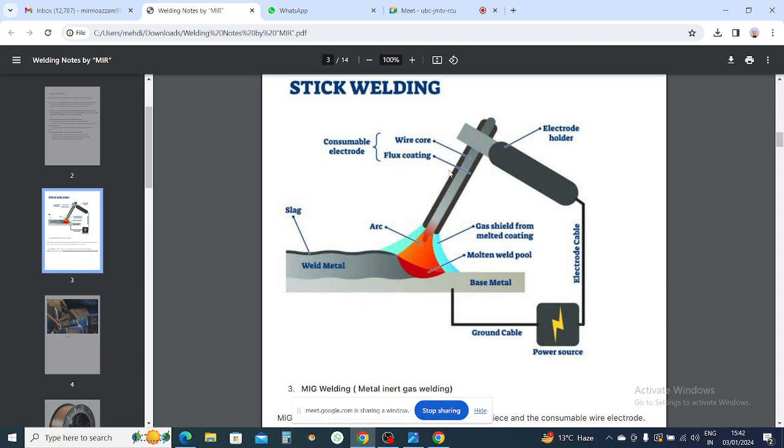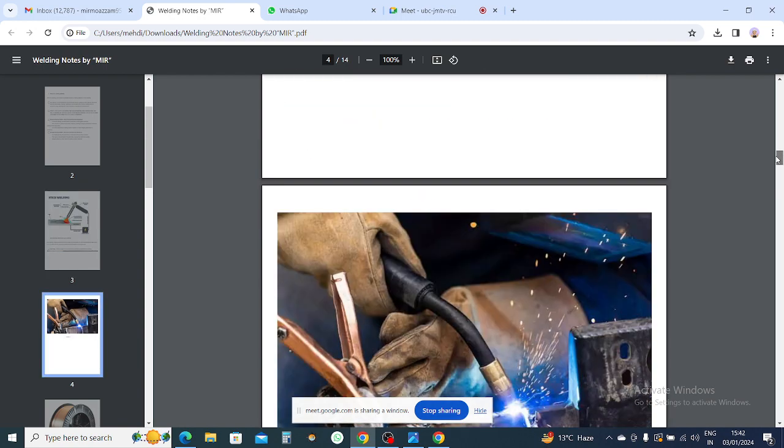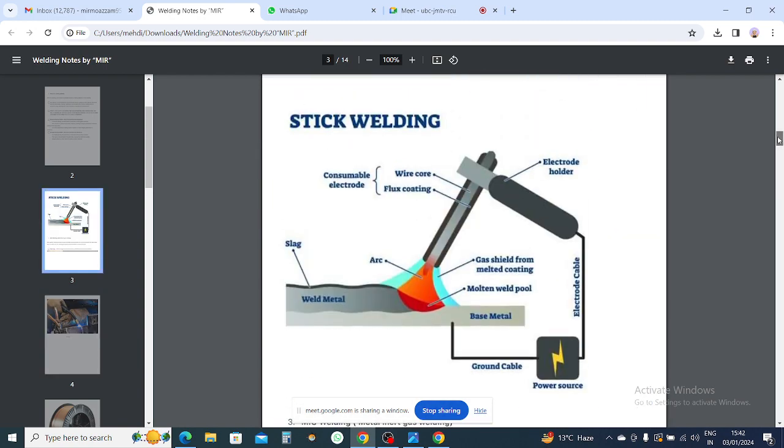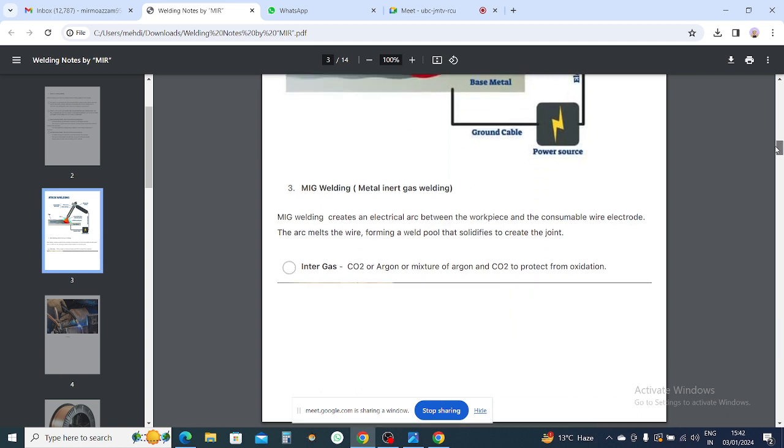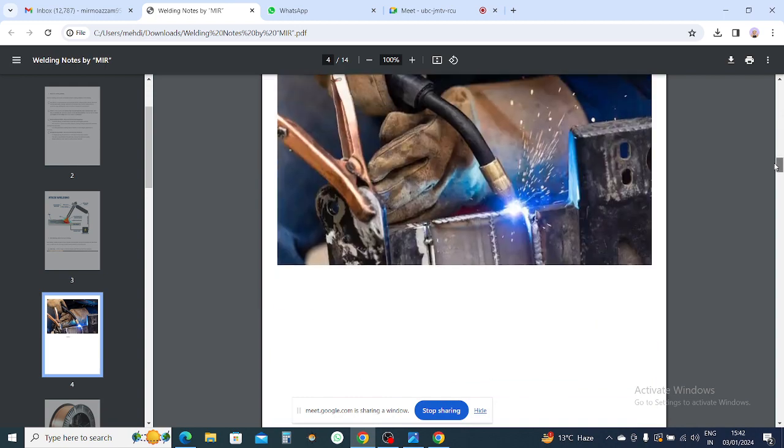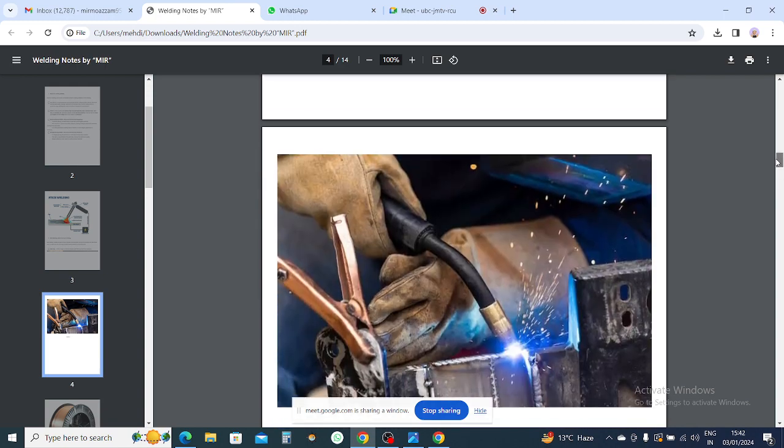But here we do not use flux, and we do not use gases. Here the flux is already coated on the electrodes, which helps to protect from oxidation. So in MIG welding, we use consumable wire electrodes, and in TIG welding, we use non-consumable electrodes. It's a definition, but not 100% true. I will tell you later.